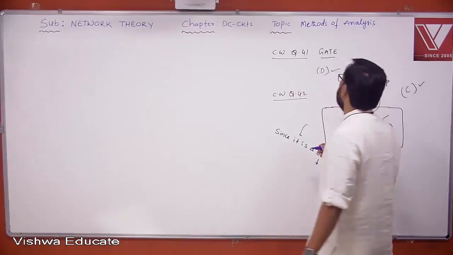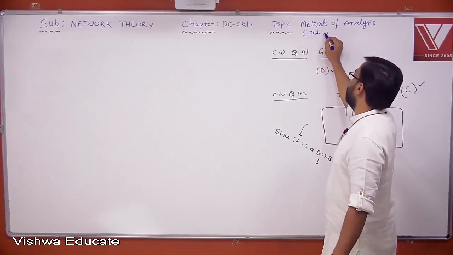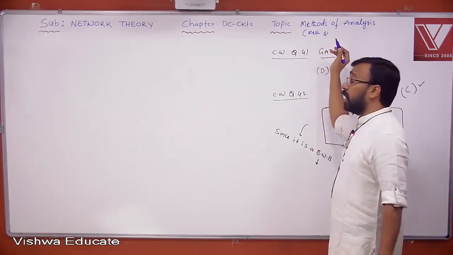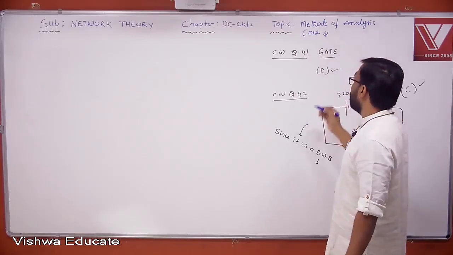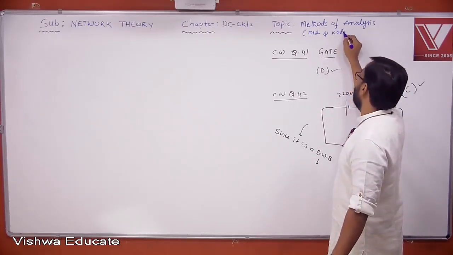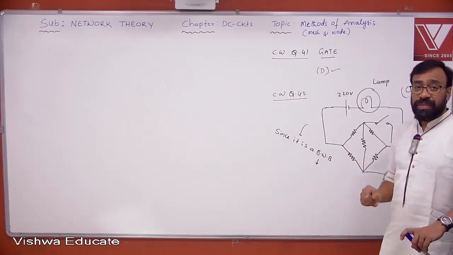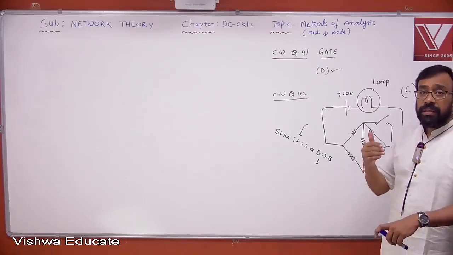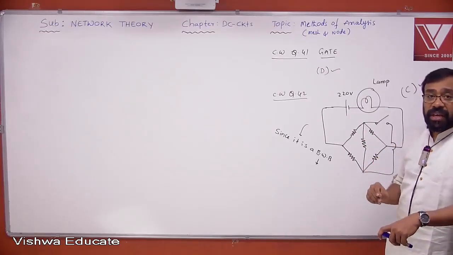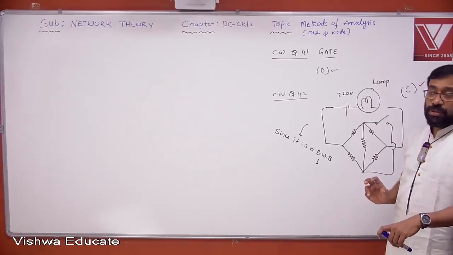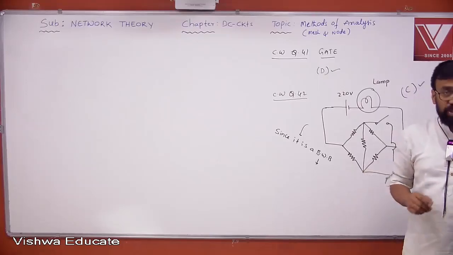Particularly I start with mesh and node analysis, and after that I'll go for DC theorems. In methods of analysis, I'm going to discuss mesh and node analysis. DC circuits was divided into fundamentals of DC circuits and DC steady state analysis. In the DC steady state analysis, we have methods of analysis and DC theorems. So we deal with the next topic, methods of analysis, that is mesh analysis and node analysis.